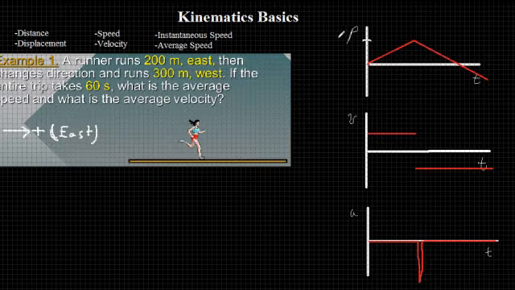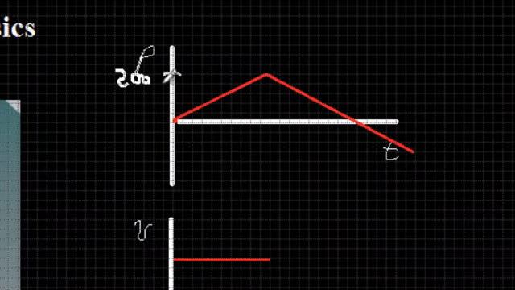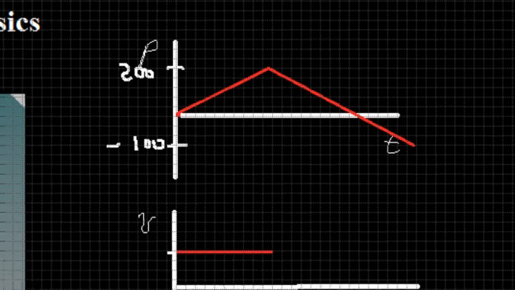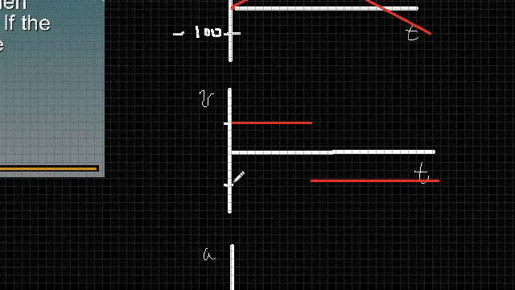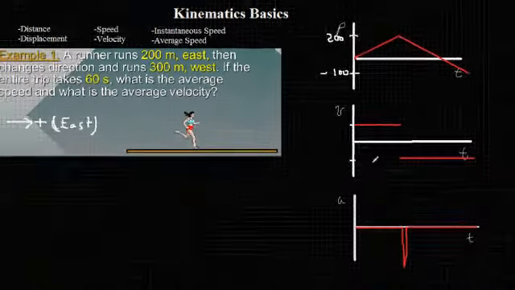We can actually write some numbers on here. We know that she went 200 meters to the east, so we can come over here and write 200. And we can come down here. We know that she went 300 meters west. If you think about that, that's a negative 100 meters. That's 100 meters in the negative direction that she ended up. Over here, we can't fill these in yet, but we will be able to after we do a little bit of math. So there you have it.